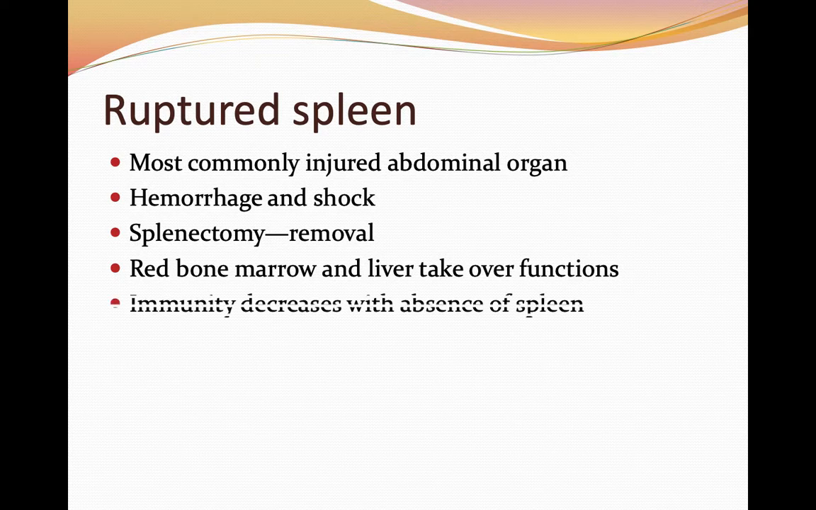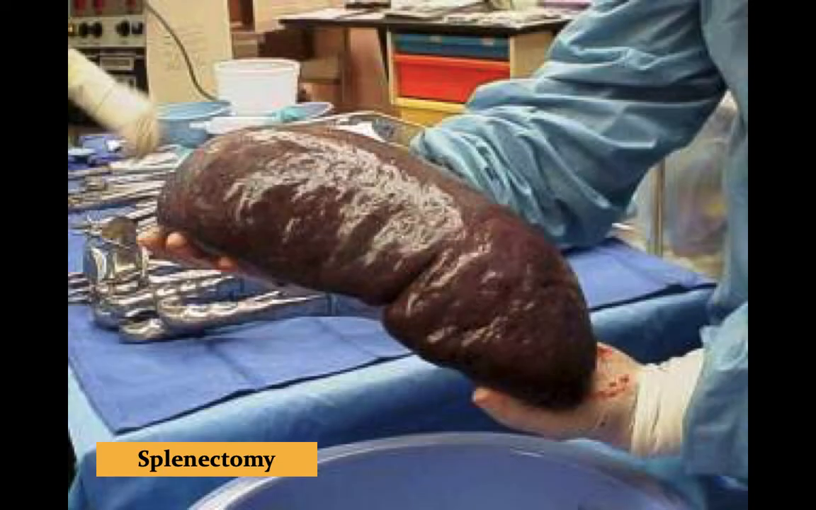However, your immunity decreases, so you can't fight disease as well when you don't have your spleen. I wanted to show you a picture of a splenectomy, basically a spleen that has been removed. Check out how big this is. I mean, that would just outcompete most of the other abdominal organs. And I would imagine that this person actually had some type of blood cancer, and that's why the spleen is so large.